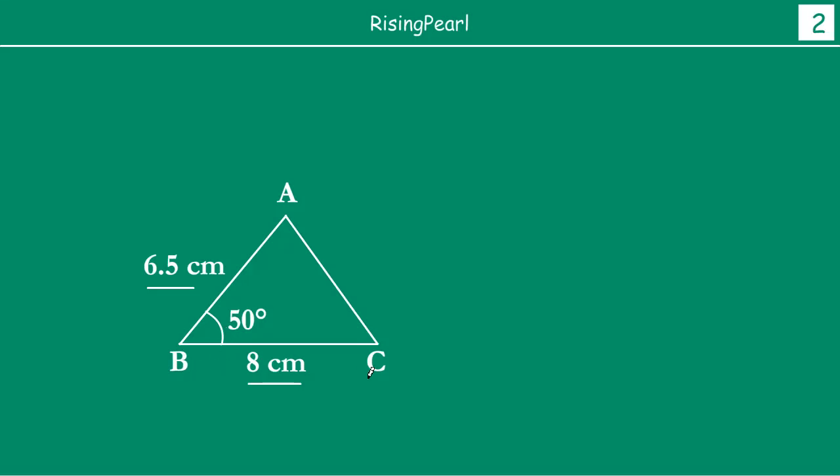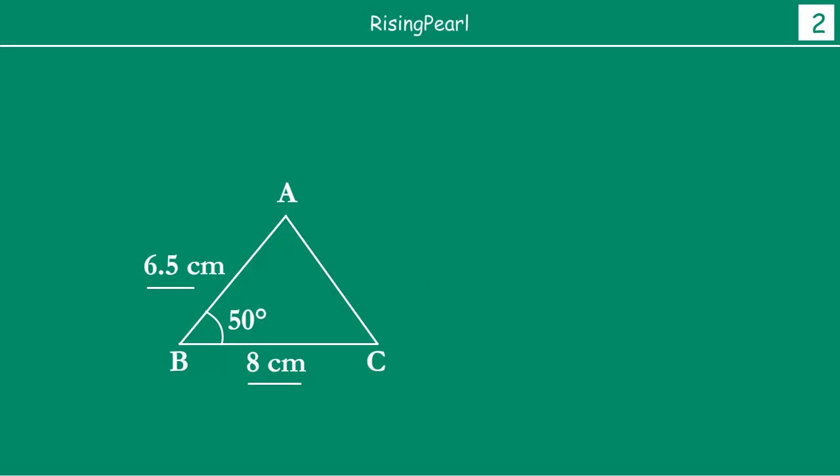मतलब कि हमने BC को draw की है first 8 centimeter, then angle B के ऊपर we have drawn a 50 degree angle और इस 50 degree angle की जो line है उसके ऊपर we have taken 6.5 centimeter and then we have basically joined AC. So यहाँ पे we know 2 sides and we know the angle.